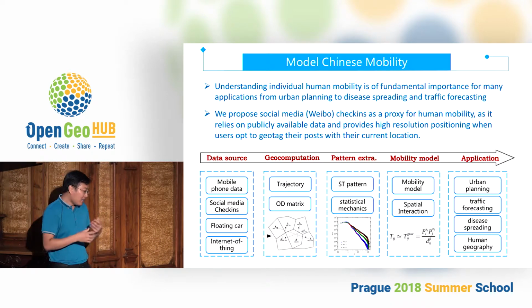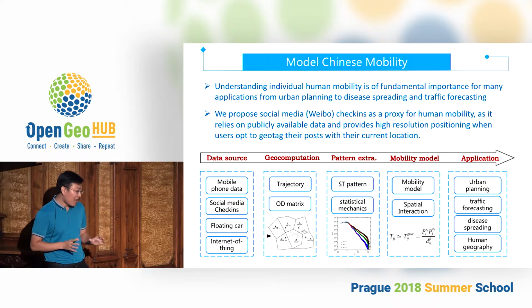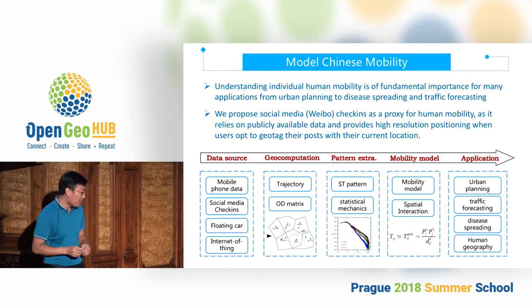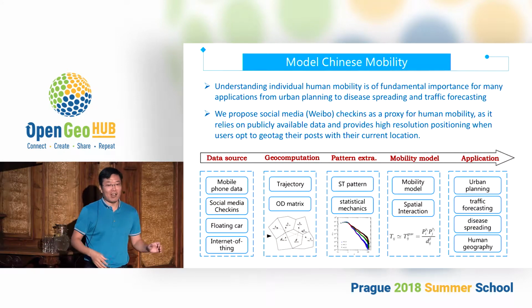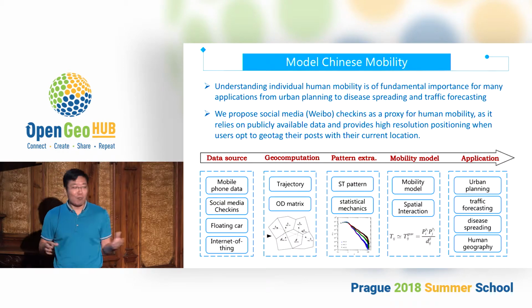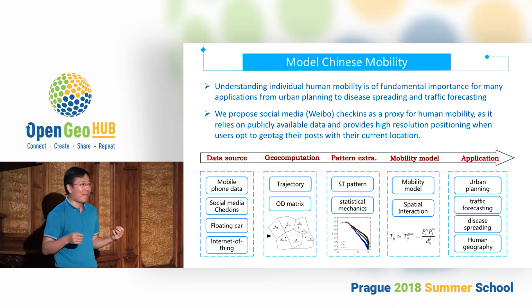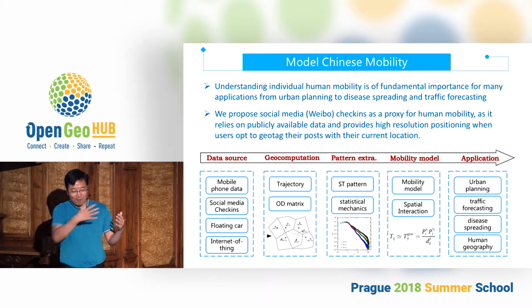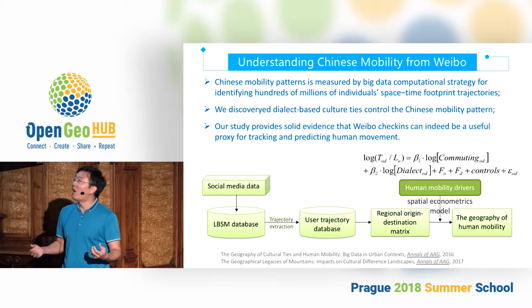It relies on publicly available data and provides high-resolution positioning when users opt to provide the geotag of their post. If I register my Weibo in Beijing, I come to a program and I make a post, it can track my mobility. That's the main story about that.